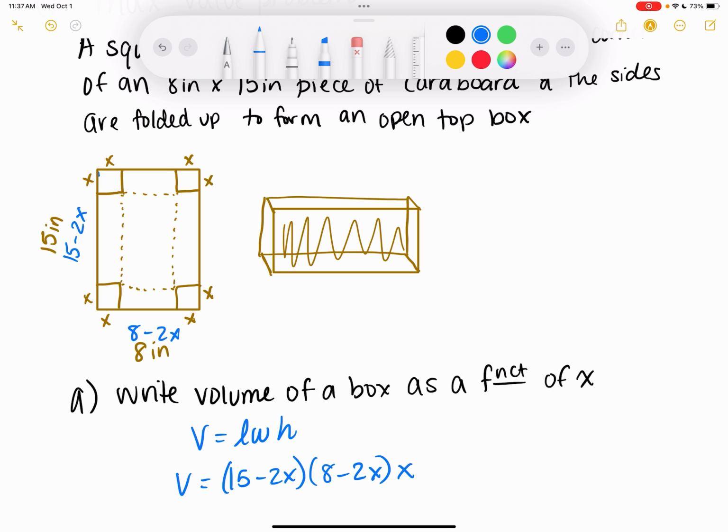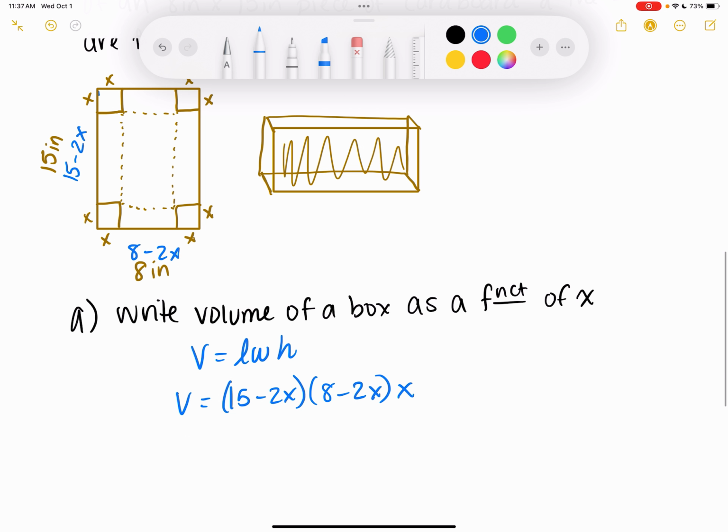Superfoil. You can, but you don't have to. This is a sufficient formula for this because part B says find the max volume. Now, the beauty of this is we get to use our calculators to do this part. Calculator does this for you.